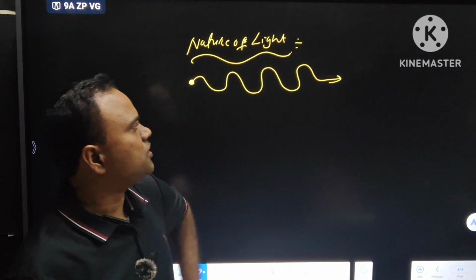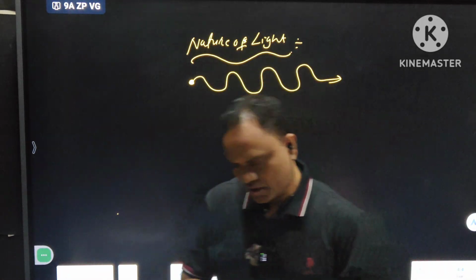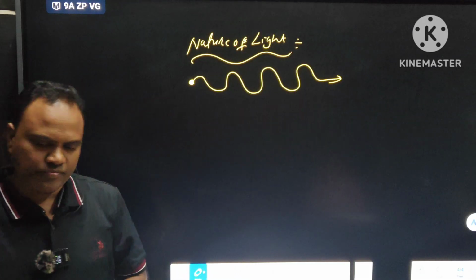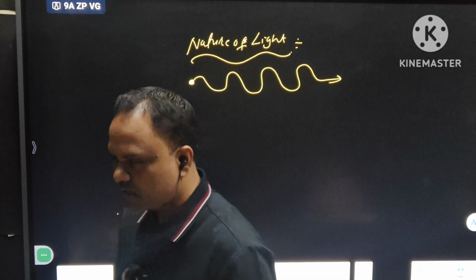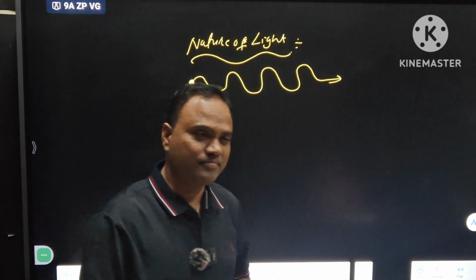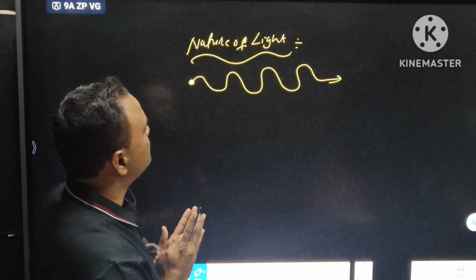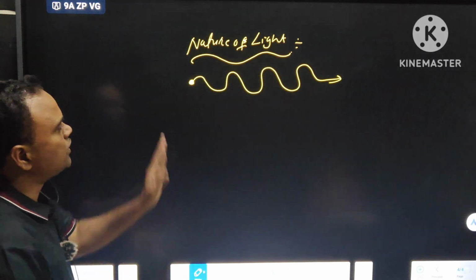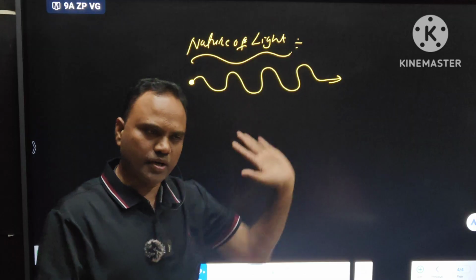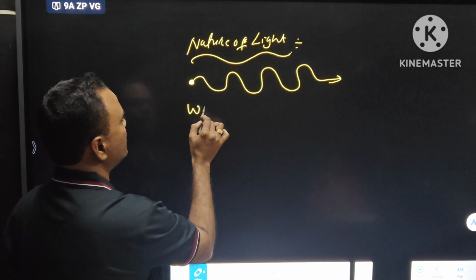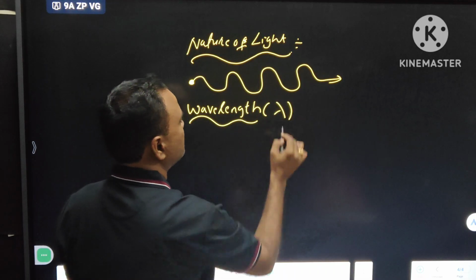If we talk about wave, then we can talk about some parameters related to the wave. What are those parameters, sir? Wavelength, frequency, wave number, velocity. Simple concept of nature of light: light travels in the form of wave. When we talk about wave, we can talk about some parameters. First one, wavelength. Wavelength is lambda.